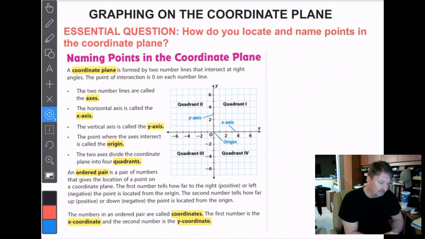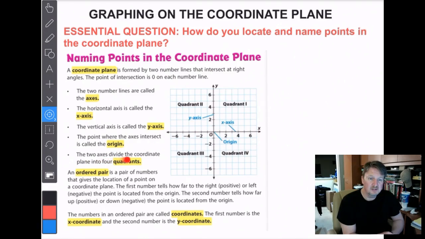Okay. Now, several definitions that you need to be aware of. Hopefully your Cornell notes are going to be full of definitions. The two number lines are called the axes. So here's my y-axis and my x-axis. The horizontal axis is called the x-axis. So horizontal is flat. Kind of think about the horizon. The vertical axis is called the y-axis. So the one that goes up and down is called the y. And sometimes they'll be labeled, sometimes not. The point where the axes intersect is called the origin. So where these two number lines cross is called the origin, and that's at 0, 0.